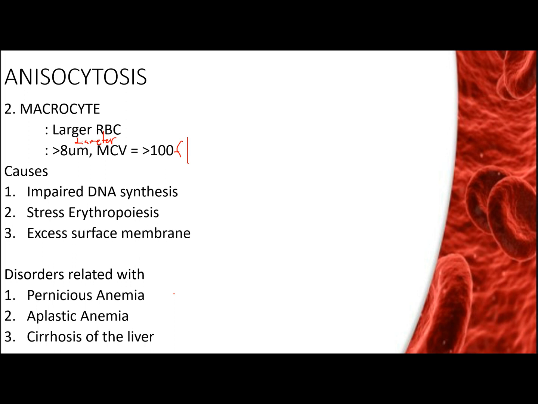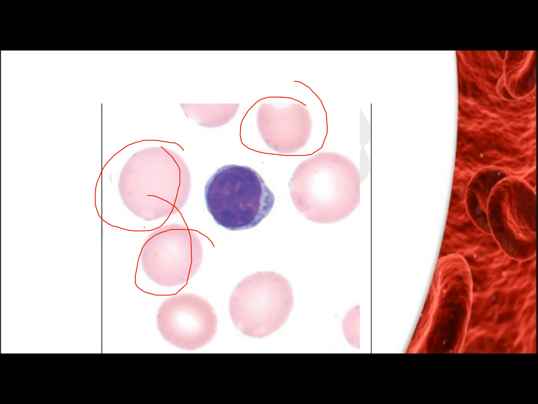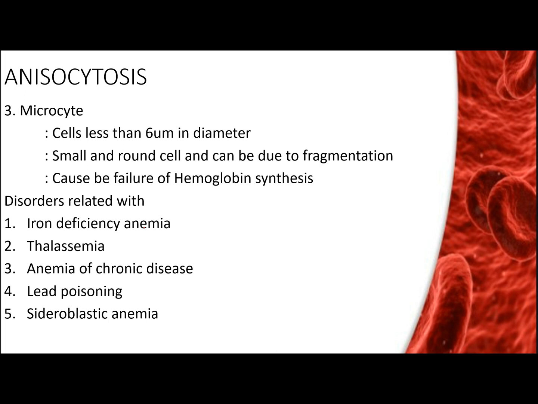Okay na? Sige, let's continue. So, this is your macrocytes class. They are larger than normal RBC. Let's go to the third one, your microcytes. Microcytes are cells less than 6 micrometer in diameter.